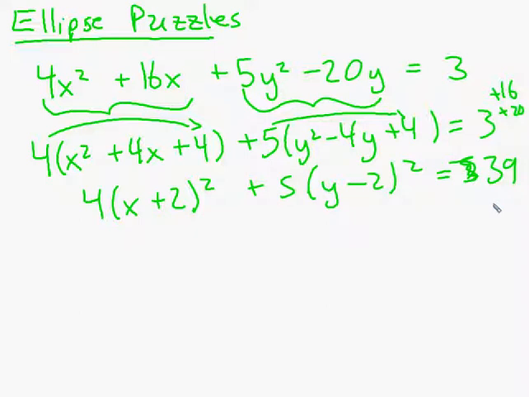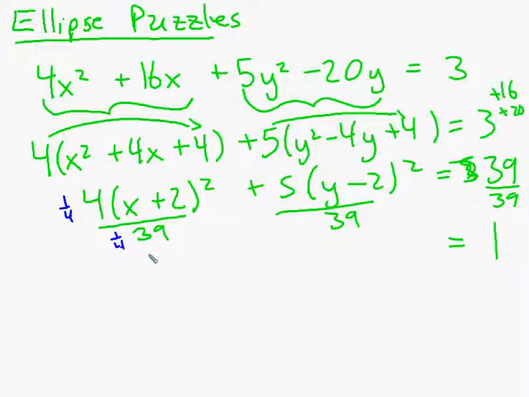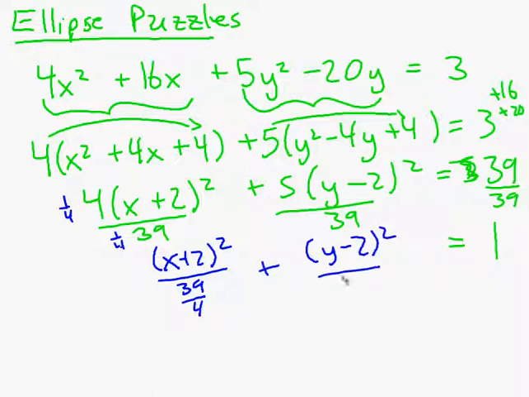Any questions on what I did right there? Now, what do I have to have on the right-hand side? A 1. So what must I do then? Divide everything by 39. Now, I'm going to show you this little step right here. I am going to divide those, but another way to write that would be 1/4 times 1/4. So I would get (x plus 2) squared over 39/4, plus (y minus 2) squared over 39/5, because I actually am dividing those. But I'm not putting the answer up here, I'm putting it down here because I need A and B.